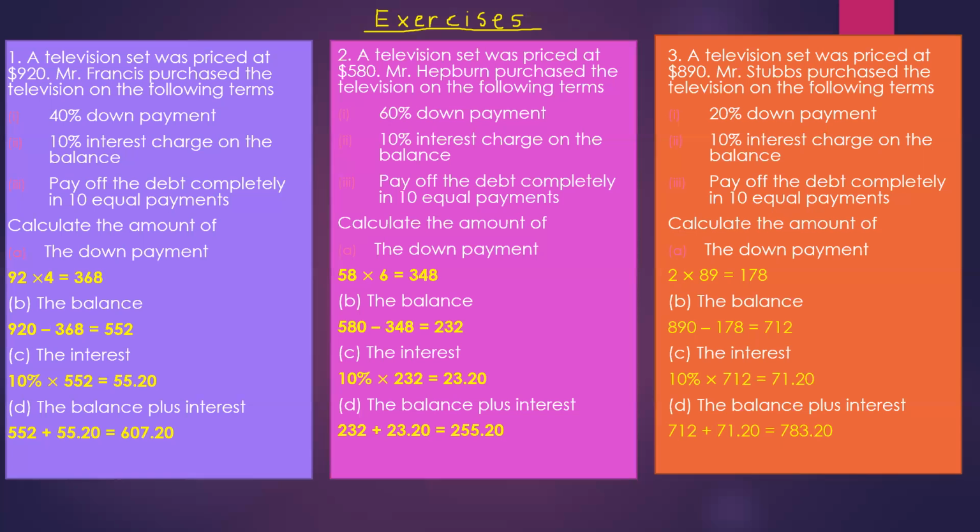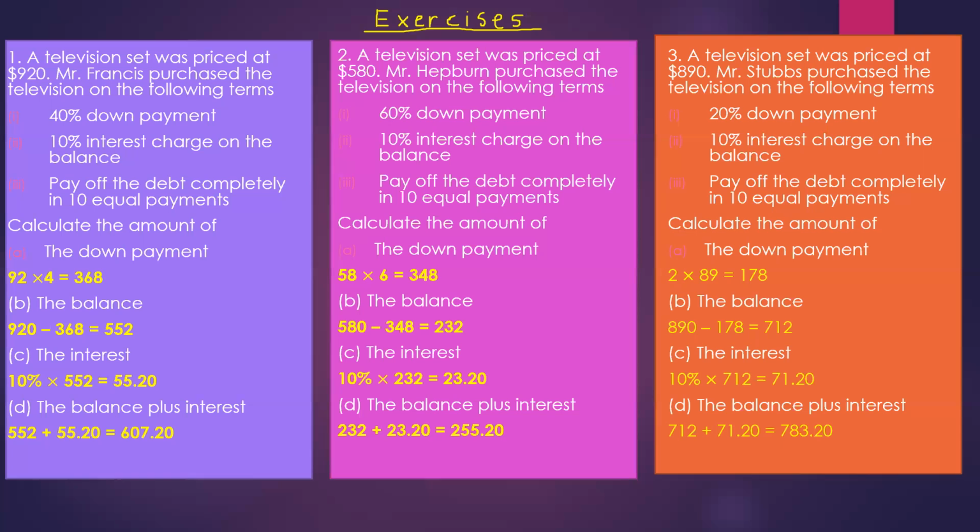Okay, so to get the balance, we subtract 890 from 178, because 890 was the original price and 178 is the down payment.